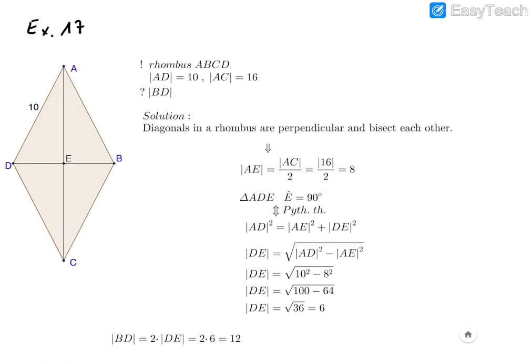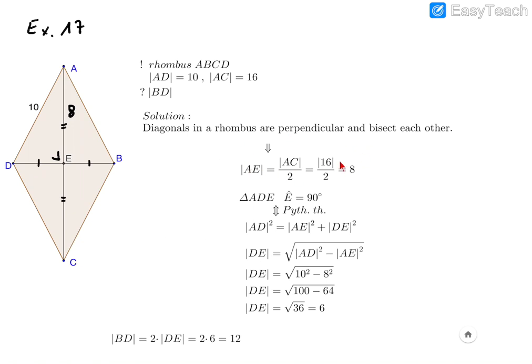Exercise 17, the rhombus. We already mentioned that the rhombus has a diagonal of 16. Well, this is, of course, very important. Diagonals in a rhombus are perpendicular to one another, and they are going to bisect each other. Ze snijden elkaar midden door. Therefore, we know that AE is going to equal 8. And that's how we're going to solve this.